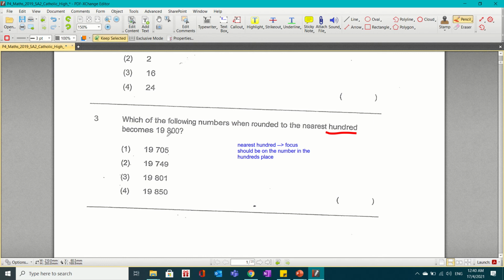So 100 would mean the focus should be on 8. So any number that you attempt to round off should give you 800 at the back. So if you attempt to isolate the last 3 digits, 705, if you round it off to the nearest 100, it just gives you 700. So option 1 is out. Same for 2. If you look at 3 and 4, 850 should actually give you 900 when you try and round it off to the nearest 100. So the answer should be 3.